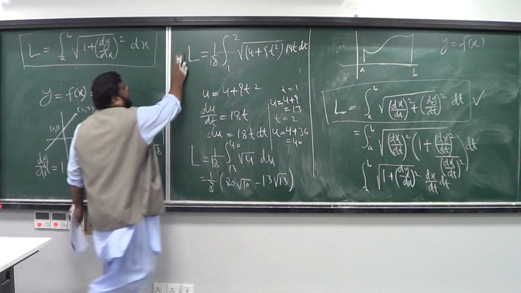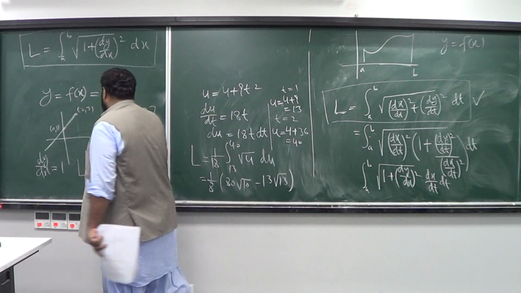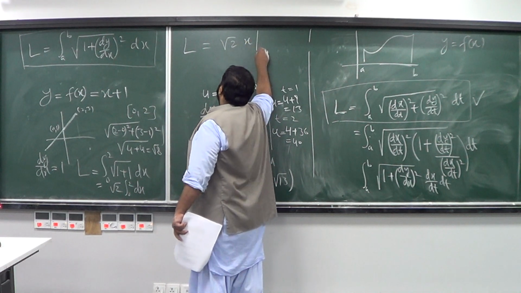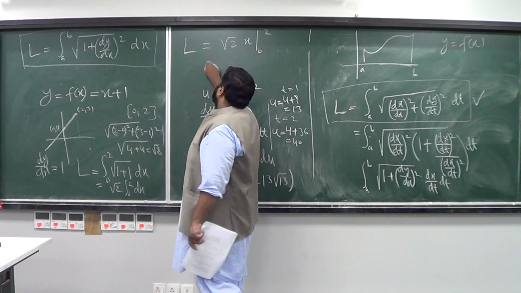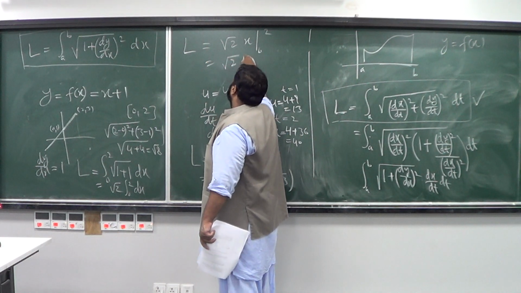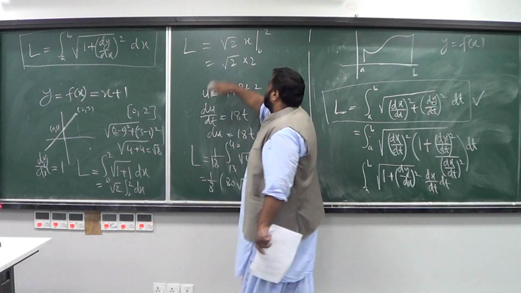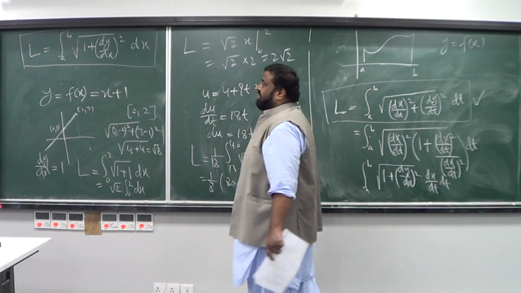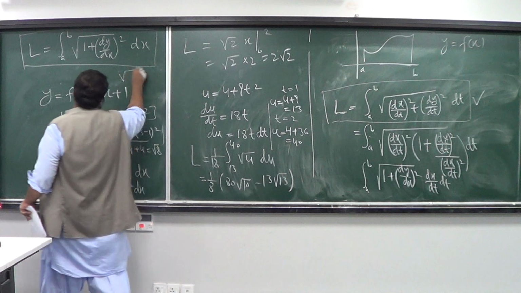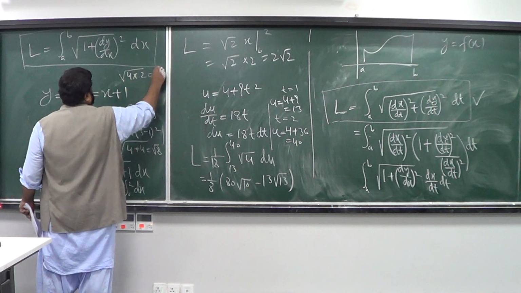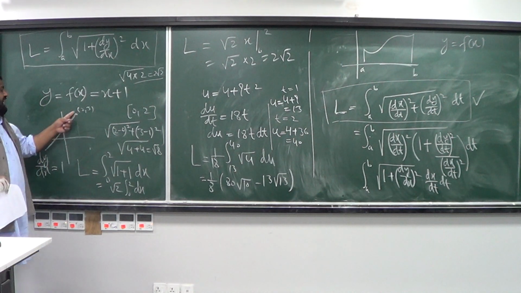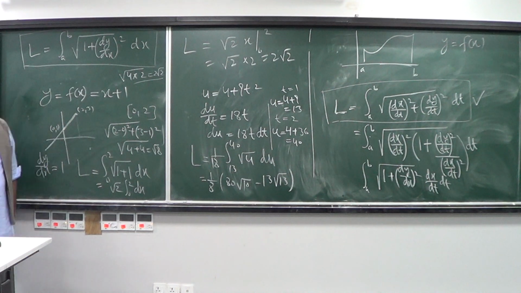So the L that you're going to get is really square root of 2 times x from 0 to 2. If you substitute this, you get square root of 2 multiplied by 2 minus 0. So you got 2 square root of 2, but 2 square root of 2 is really square root of 8, because you can write square root of 8 as 4 multiplied by 2, so hence you get 2 square root of 2. So you see that this formula gave you the correct distance, the length of the curved segment.